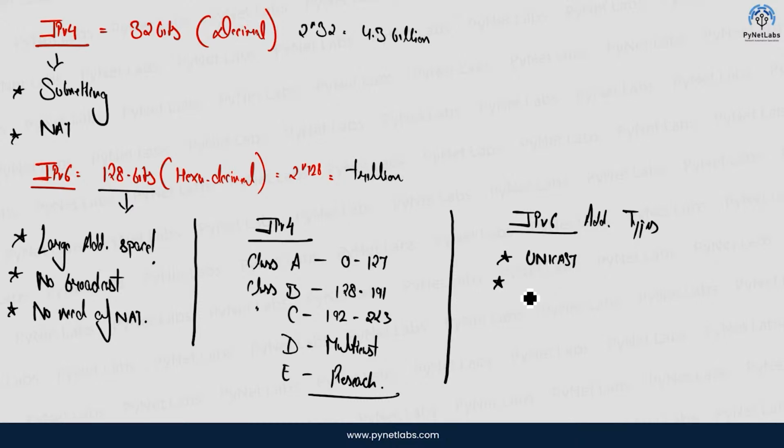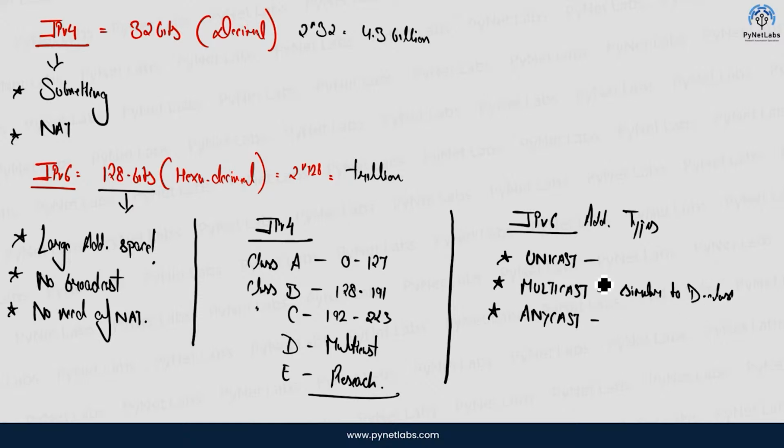Second we have is multicast. And third one we have is your Anycast. Now, when we'll be discussing unicast, this is categorized into three more subcategories. Multicast is nothing but it is similar to class D of IPv4.